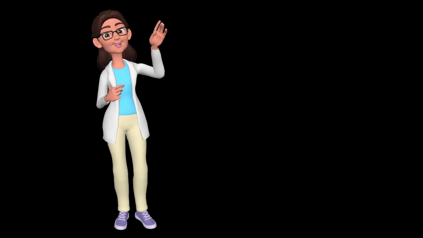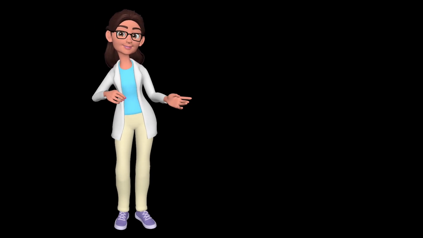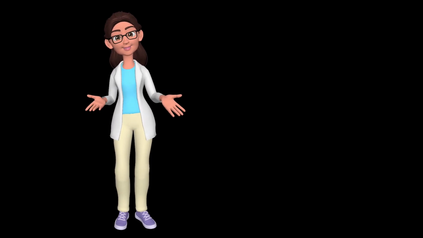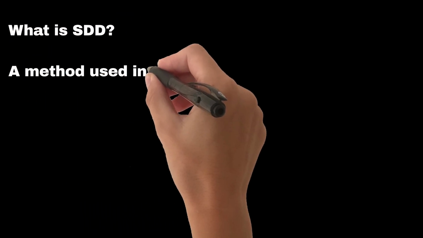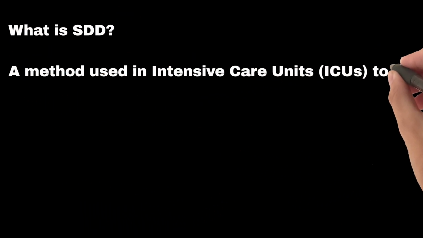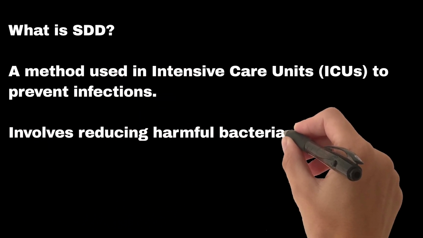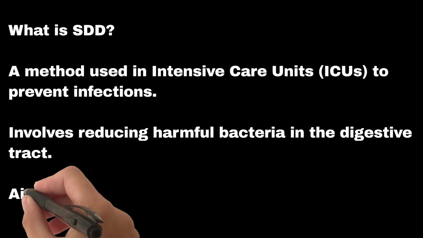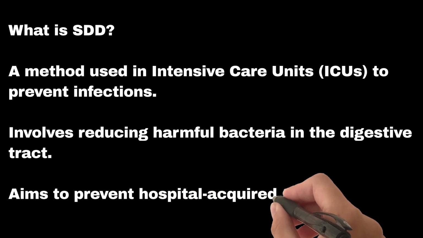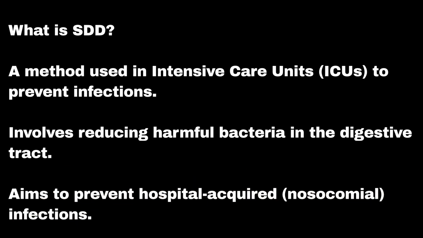Welcome to today's video on selective digestive tract decontamination, or SDD, in ICU patients. What is SDD? A method used in intensive care units, ICUs, to prevent infections. It involves reducing harmful bacteria in the digestive tract and aims to prevent hospital-acquired, nosocomial, infections.